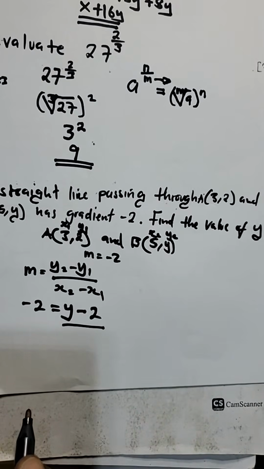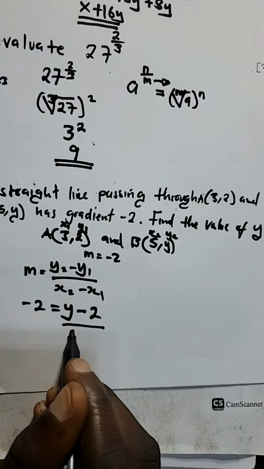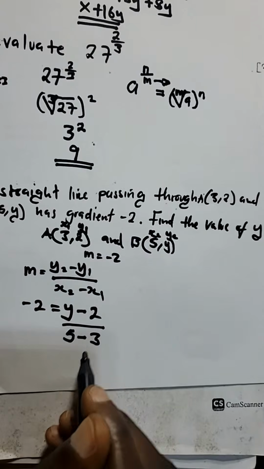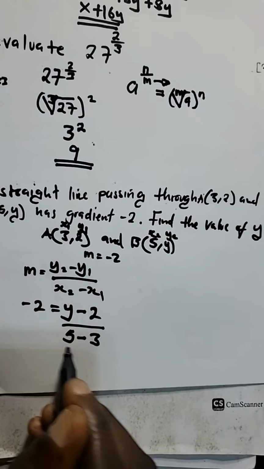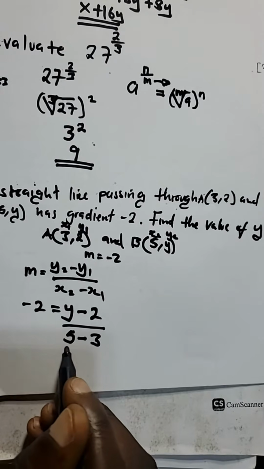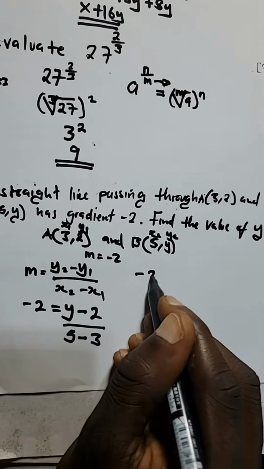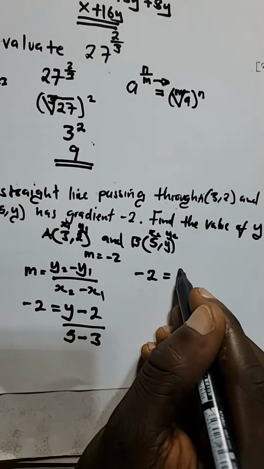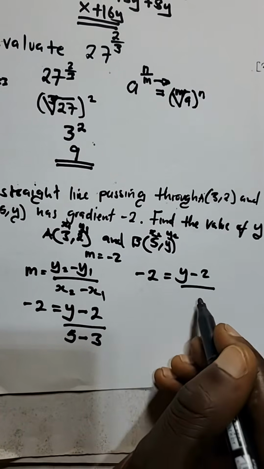what is the value of x2? x2 is here, which is 5, minus x1 which is here, 3. Okay, so if you've noticed here, we can solve this part. Now 5 minus 3 is just 2, so we just have -2 is equal to y minus 2 over 5 minus 3, which is 2.